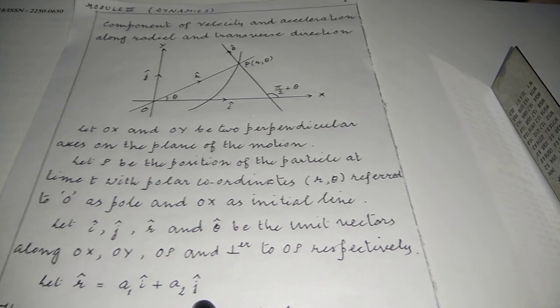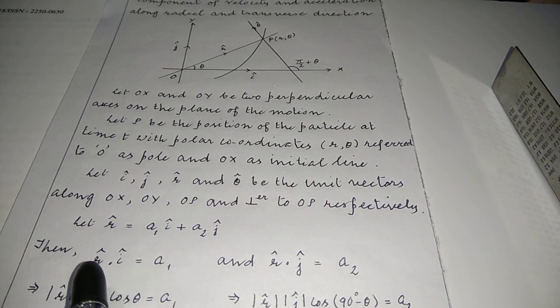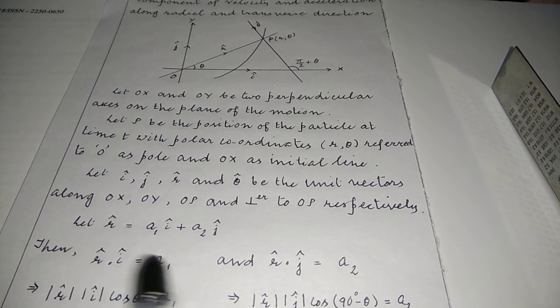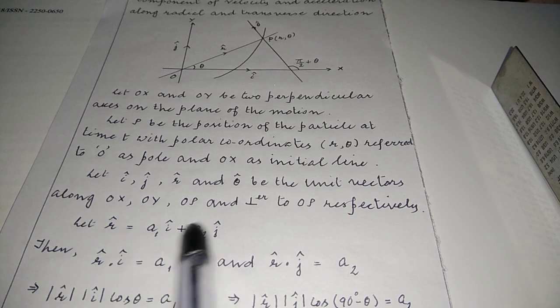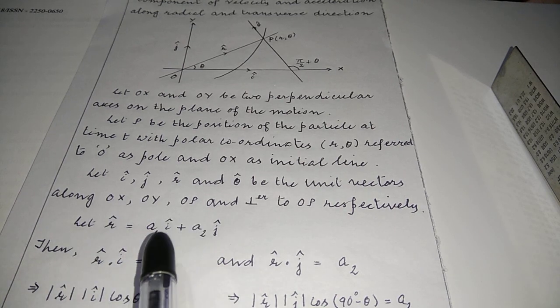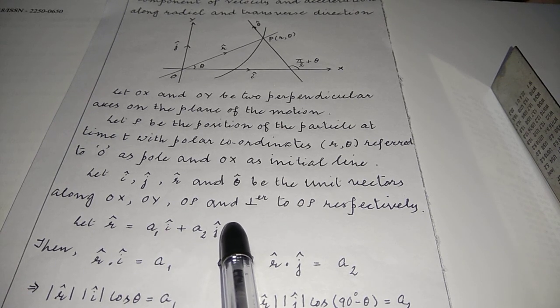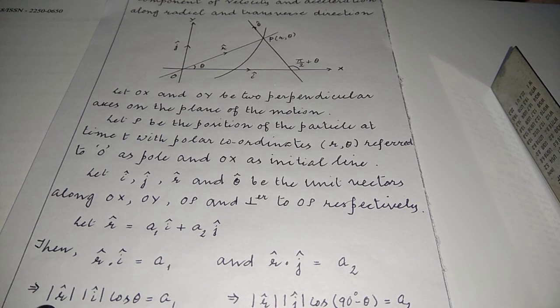Now if you take the dot product of this vector r cap with i cap, you know the dot product between two vectors A and B is defined as the magnitude of A, the magnitude of B, and cos theta. Here, if we take the dot product between r cap and i cap, you know that i cap dot i cap is 1, but i cap dot j cap is 0 because the angle between them is 90 degrees. So after taking the dot product, what you will get is the magnitude of the unit vector r cap, the magnitude of the unit vector i cap, then cos theta.